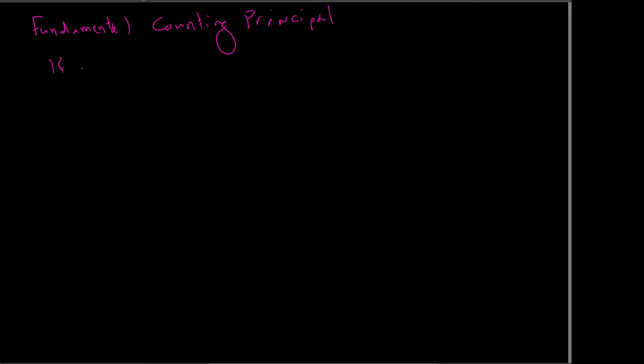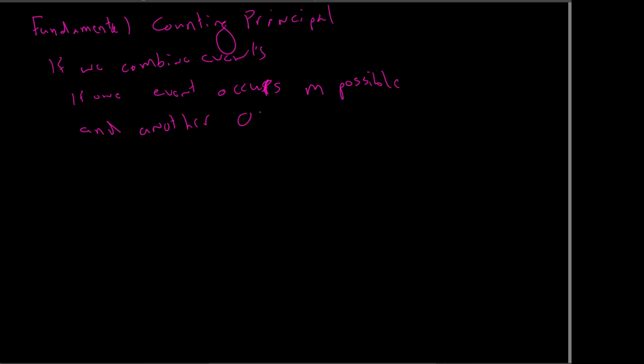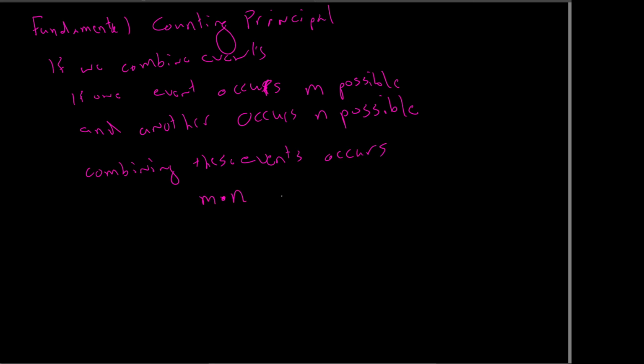And it says if we combine events. So if we're going to combine events, that we're going to have multiple events, if one event occurs m possible ways, and another event occurs n possible ways, combining these events occurs m times n possible ways.